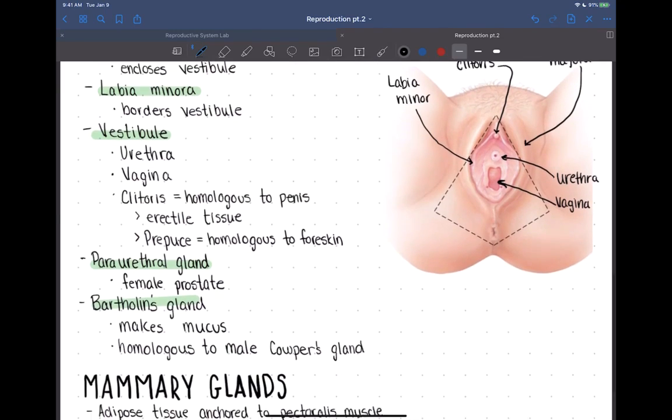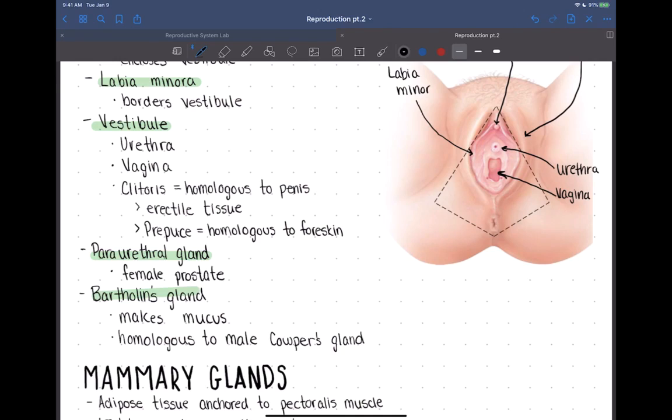And so the clitoris, since we haven't talked about it yet, is a homologous structure to the male penis, okay? So it actually does contain erectile tissue. And it is covered by a little layer of skin called the prepuce. This would be homologous to the male foreskin, okay? So the clitoris contains erectile tissue. During intercourse, that tissue actually does fill with blood and become erect, very similar to the male penis, okay?